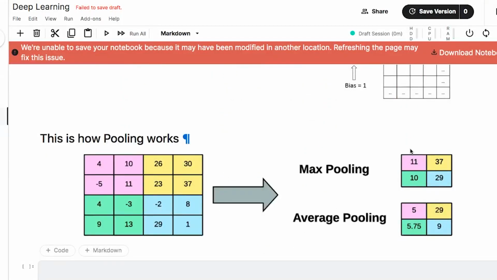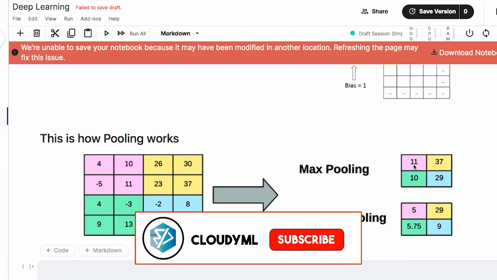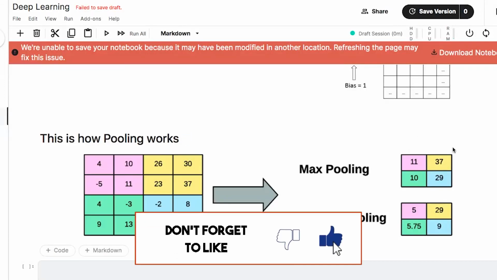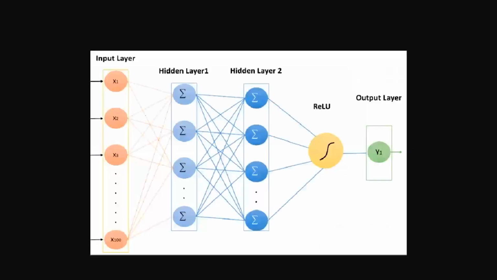In max pooling we take the maximum of these, and in average pooling we take the average of all these. In general, max pooling is used many times. Now we will flatten it into 11, 37, 10, 29, and we will make a simple ANN or multi-layer perceptron.